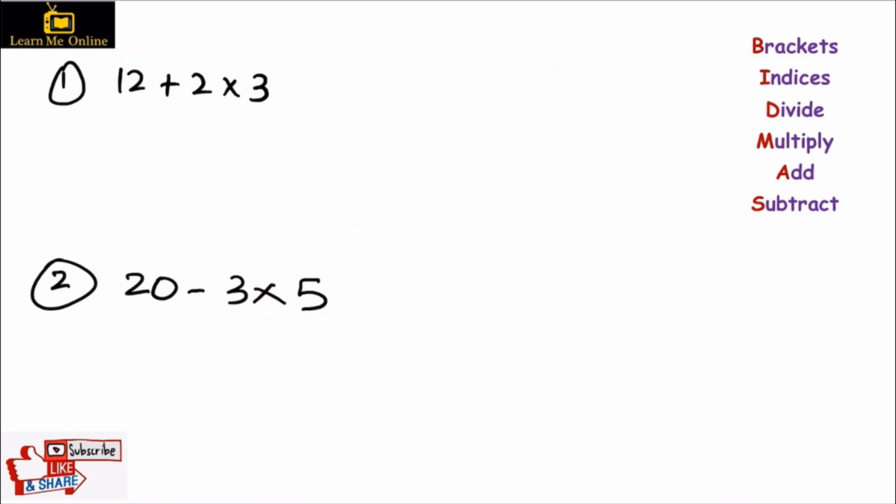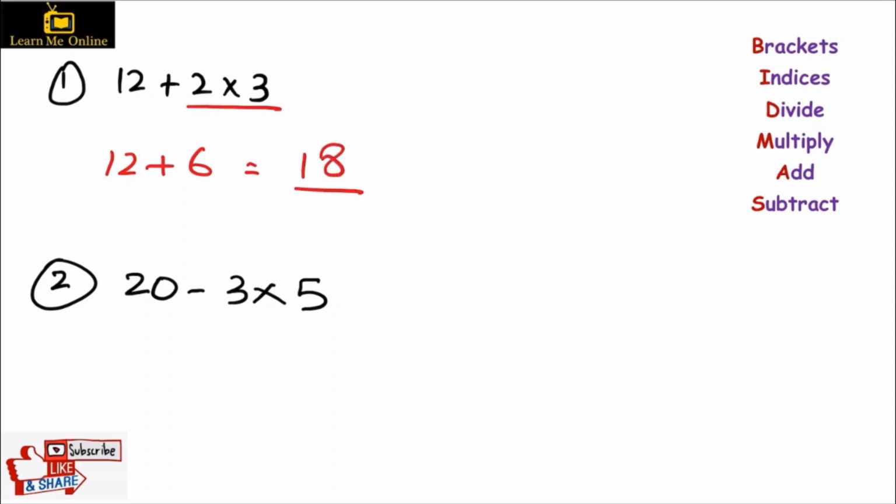We're going to have a look at the first example. We have a positive sign and a multiply, and we'll be simplifying this calculation. To do the calculation for this one, we follow the order written on the side, which is brackets, indices, divide, multiply, add and subtract. We see that the multiply comes first, so we multiply these numbers first. We'll have 12 plus 6, and then a simple addition, so 12 plus 6 would be 18.